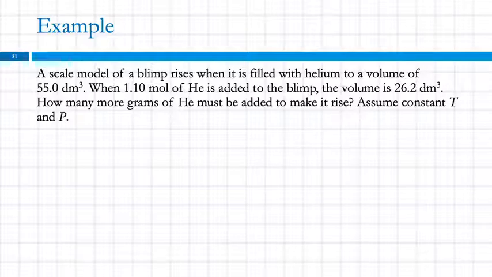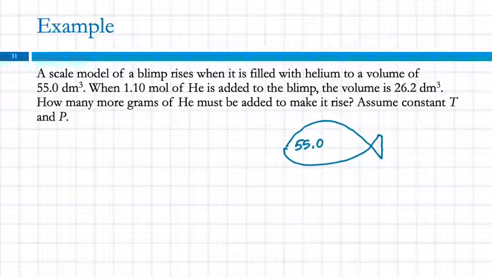Well, let's draw a blimp. So this blimp is going to float. I know my blimp kind of looks like a fish. It's okay. It's going to float when it's got enough helium in it. 55 cubic decimeters. So it started out all flat.